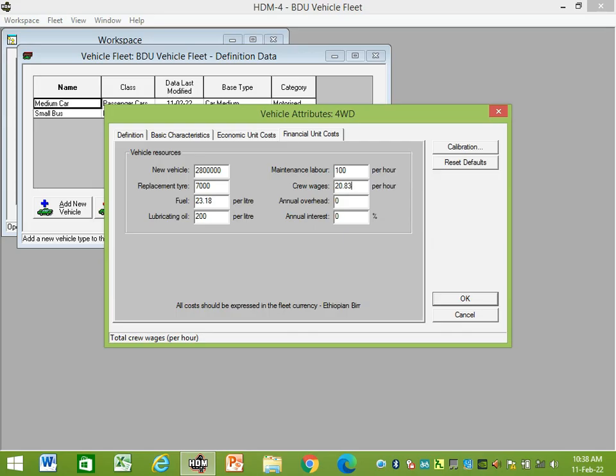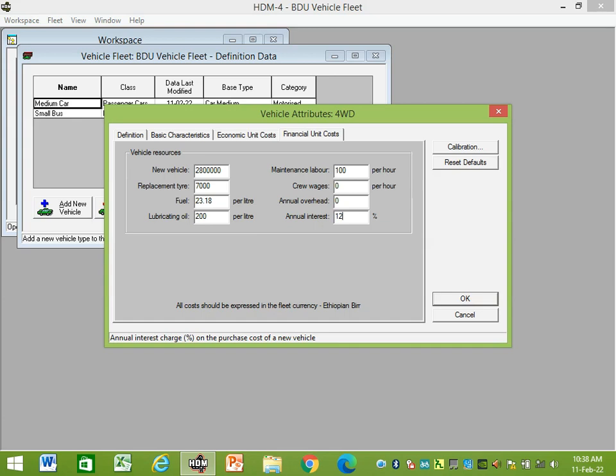No, this is a car. Zero. Overhead, zero. 12%. No crew wages, no overhead cost.